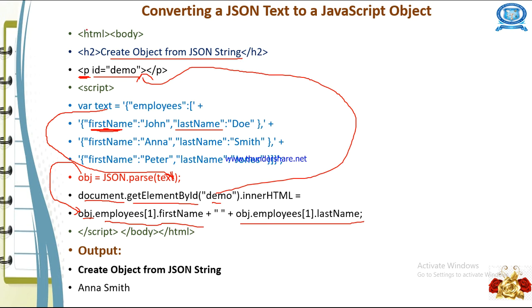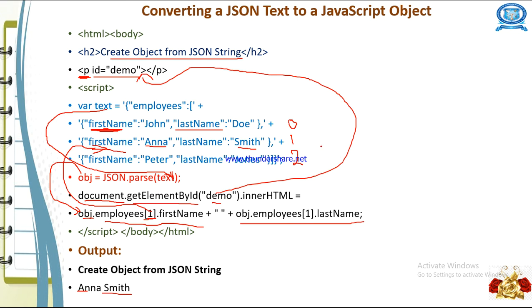So employee 1, that 1 means it will start from 0. So this is 0, this is 1, this is 2. So this second 1 represents employee 1. This 1 is represented here. So the output is Anna Smith. This is the output.